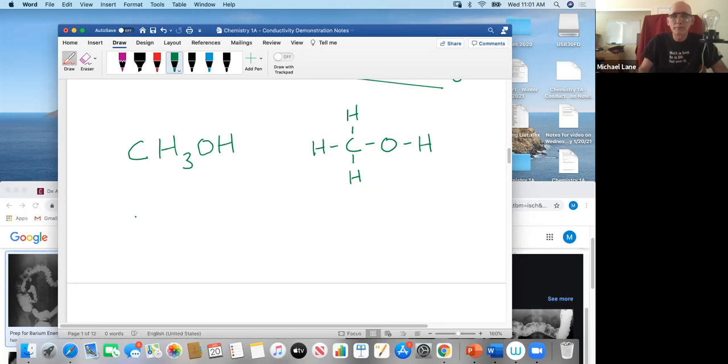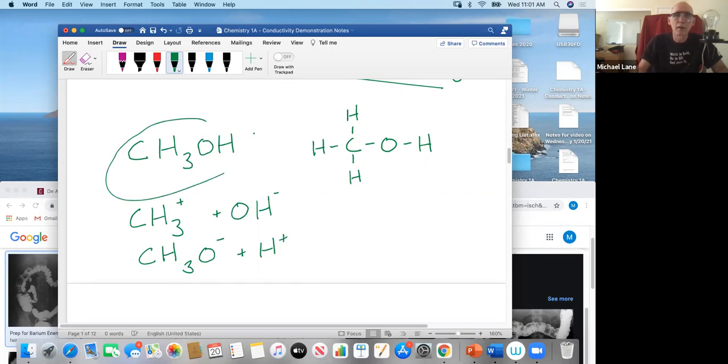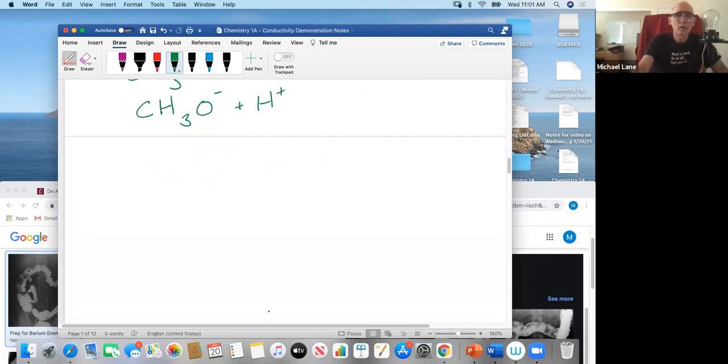To write this as CH3 plus OH minus is distinctly wrong. To try to write it as CH3O minus plus H plus, for right now, is also distinctly wrong. It exists as a molecular compound only. Okay, what was the next one?